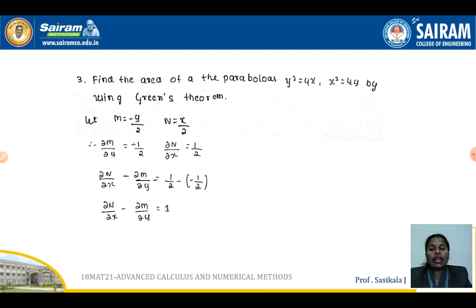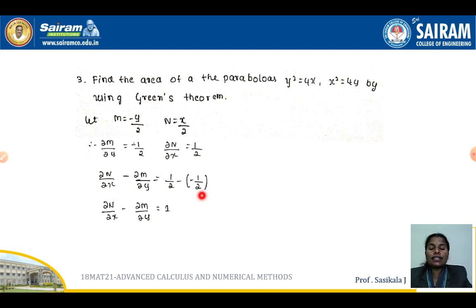So for area using Green's theorem, as per the formula, M and N are fixed ones. M must be minus y by 2, N must be x by 2. So dou M by dou y is equal to minus 1 by 2, dou N by dou x is 1 by 2. So dou N by dou x minus dou M by dou y is equal to 1. This you can write directly in the formula also.